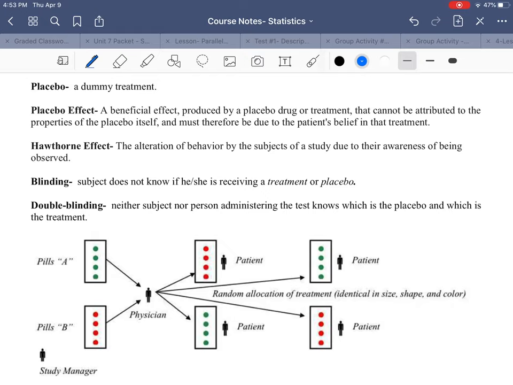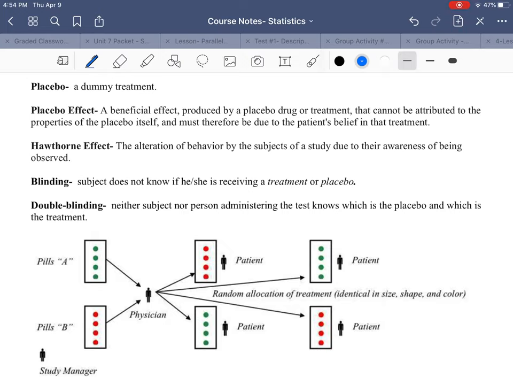All right, a placebo is a dummy treatment. So that's basically a treatment that doesn't have the active ingredient if you're talking about a medicine. Placebo effect: beneficial effect produced by a placebo drug or treatment that cannot be attributed to the properties of the placebo itself, because the placebo itself is a dummy treatment and therefore must be due to the patient's belief in that treatment. So, you know, like the whole mind over matter thing, and you have hope and belief, and sometimes, you know, laughter is the best medicine. Sometimes a person's belief that they're getting better, that psychological impact, can actually cause them to get better, like the psychosomatic responses and such.